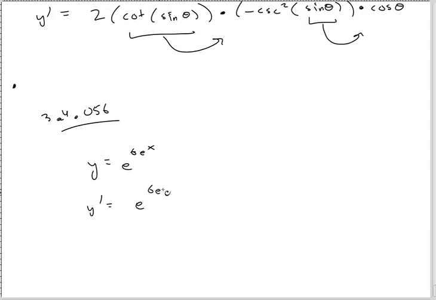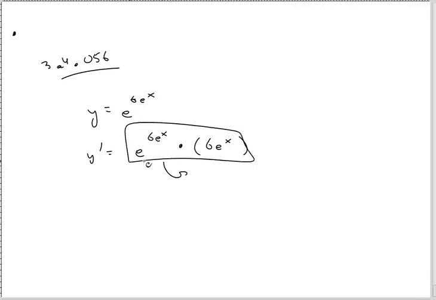Sorry, here we go. Let's try that over again. There we go. But then I got to multiply by the derivative of the inside. What's the derivative of e to the x? Well, it's 6 e to the x. And that's it. Wow, that was not hard, I guess. It really is not. You're done.